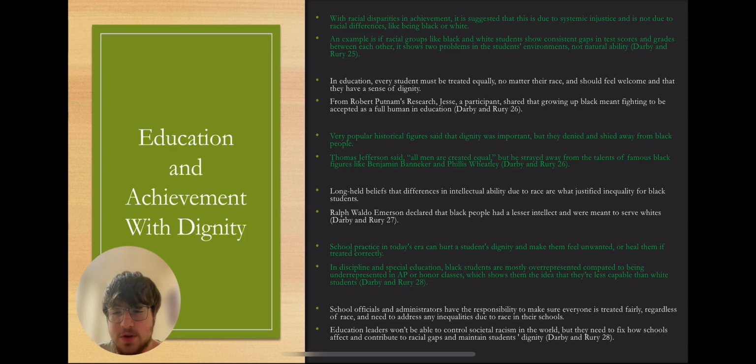School officials and administrations have the responsibility to make sure everyone is treated fairly, regardless of their race, and they need to address any inequalities due to race in their schools, whether it comes with policy, treatment of students, and other things. Educational leaders won't be able to control the whole world of societal racism, but if they start in their schools, they can focus on how they can fix it in their schools and contribute and get rid of the racial gaps and maintain students' dignity and be a part of the solution.